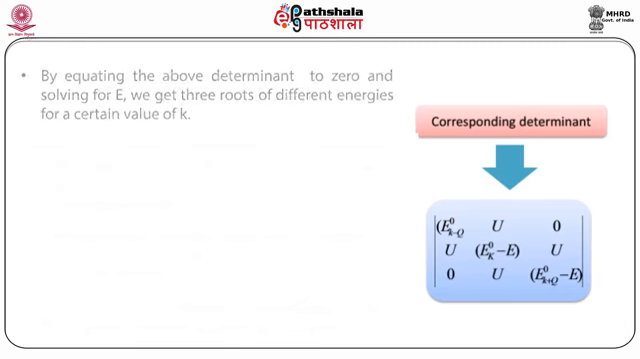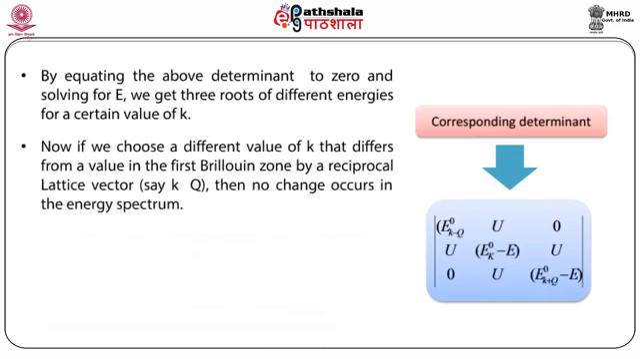Now, by equating the above determinant to 0 and solving for E, we get three roots of different energies for a certain value of k. Now, if we choose a different value of k that differs from the value in the first Brillouin zone by a reciprocal lattice vector, say q, then no change occurs in the energy spectrum.